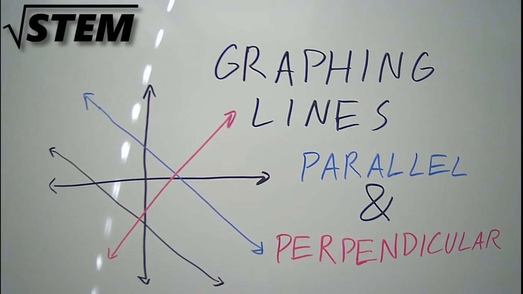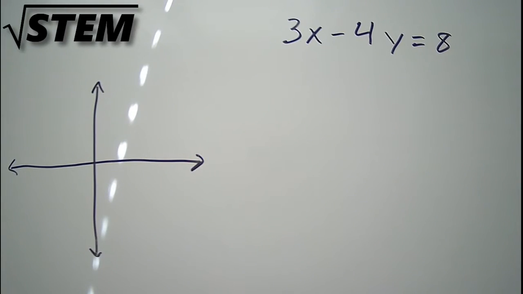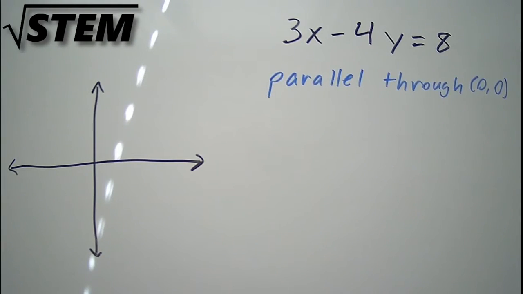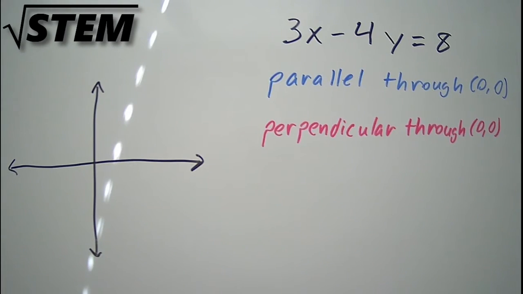Let's get started. Let's start with the line given by the equation 3x minus 4y equals 8. What we want to do is find a line parallel to this which goes through the origin, and a line perpendicular to it which goes through the origin.